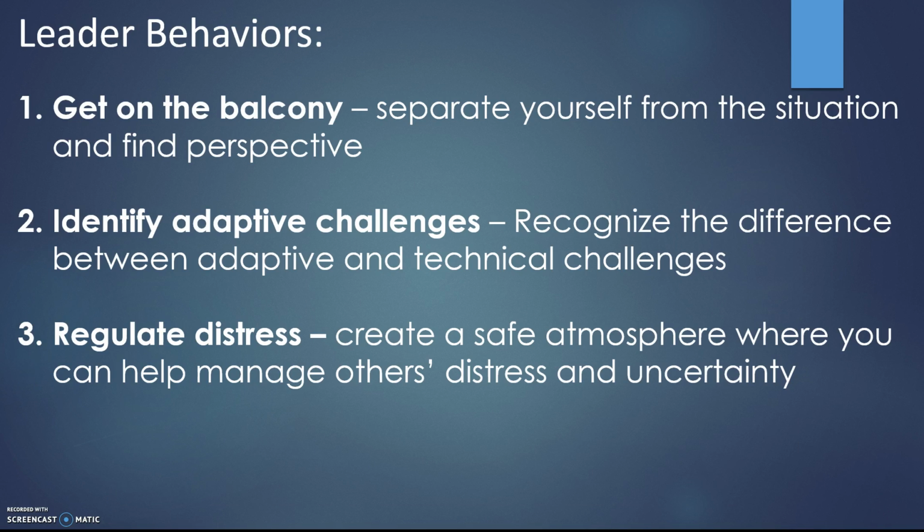So what are the prescriptions, or how do leaders behave in an adaptive leadership model? One, they get on the balcony, which means they separate themselves from the situation so that they can find perspective. They identify adaptive challenges. They're readily able to identify the difference between an adaptive or technical challenge. They know how to regulate distress. They're able to create a safe atmosphere where they can help manage others' distress and uncertainty.